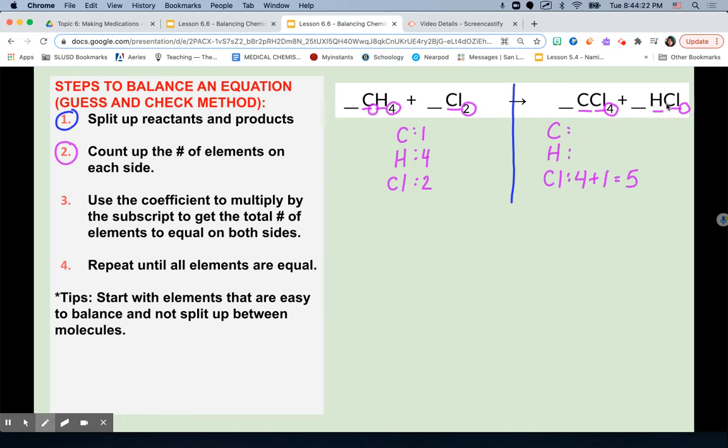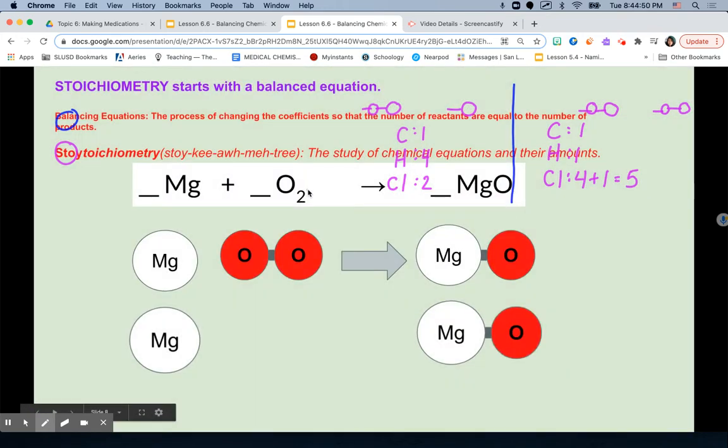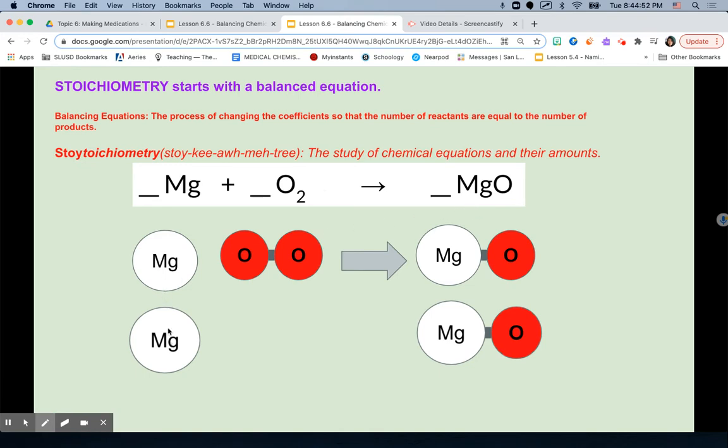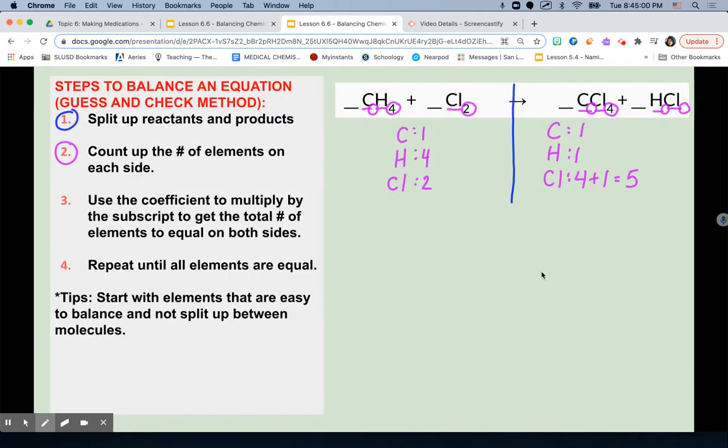How many H's do I have? Subscript is nothing written, so it must be 1. C, how many C's do I have? Subscript is nothing written, so I have 1. So my goal for this is to make sure that the elements before the arrow are the same numbers as the elements after the arrow, just like I did with Mg and O2. So 2 Mg's before the arrow, 2 Mg's after the arrow, 2 O's before, 2 O's after.